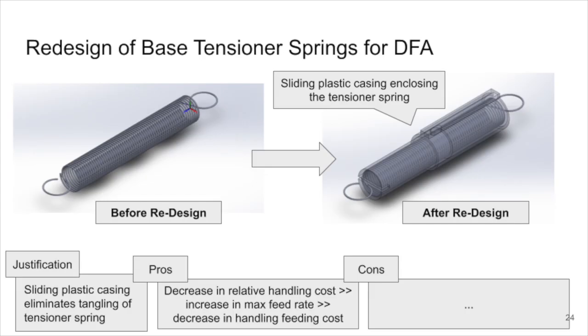So to improve the base tensioner springs, we included a plastic casing that would enclose the tensioner springs. This change would decrease the amount of tangling that would occur, ultimately improving handling and increasing the max feed rate, which would then result in a decrease in handling and feeding cost.